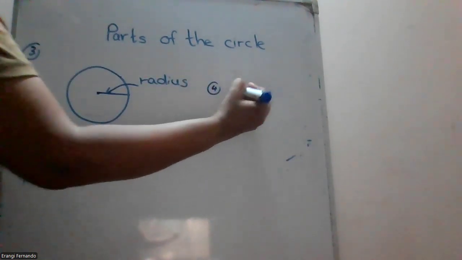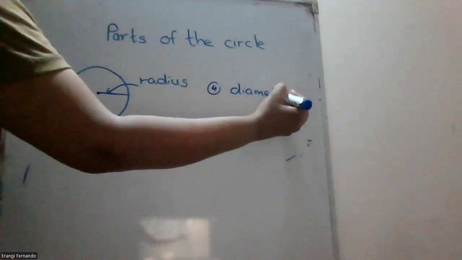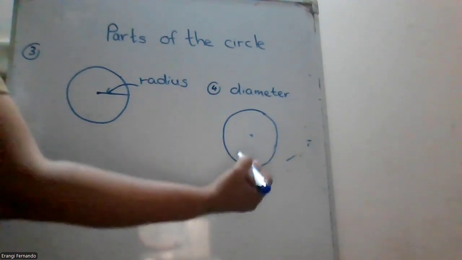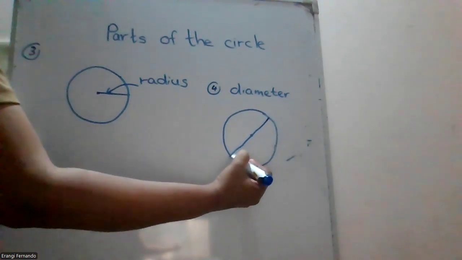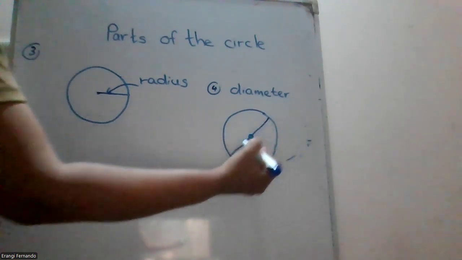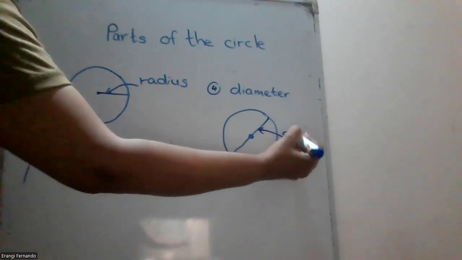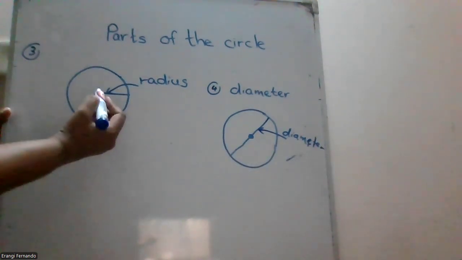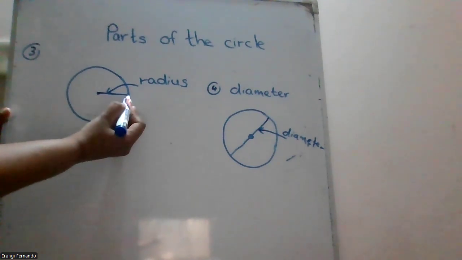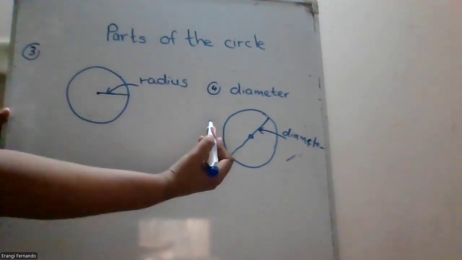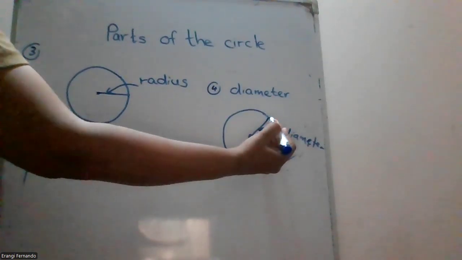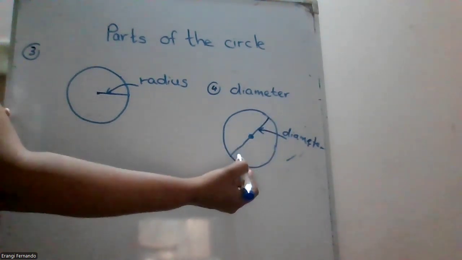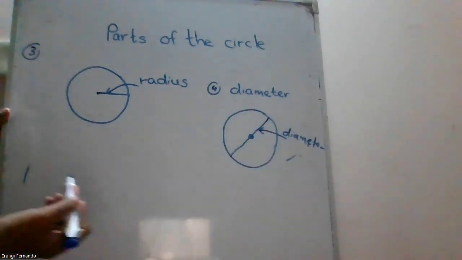Number 4, diameter. We'll see what you mean by diameter. Now this is the circle, this is the center. When we draw a line from circumference to circumference, passing through the center, this line we call diameter. So what is radius? From center to circumference, when we draw a line, that is radius. And the diameter is from circumference to circumference, passing through the center. You have to go by passing through the center. That line we call diameter.